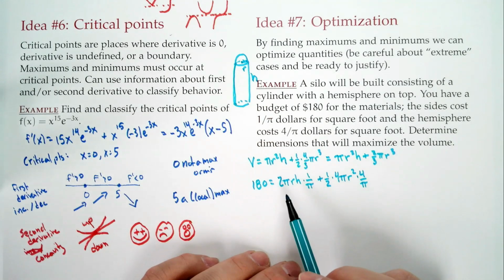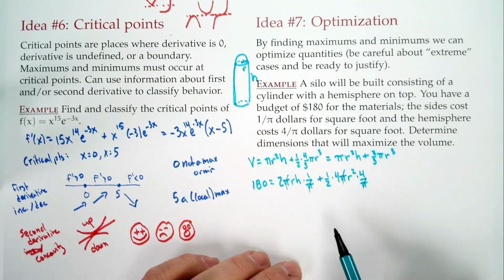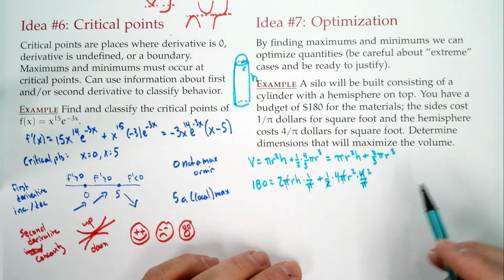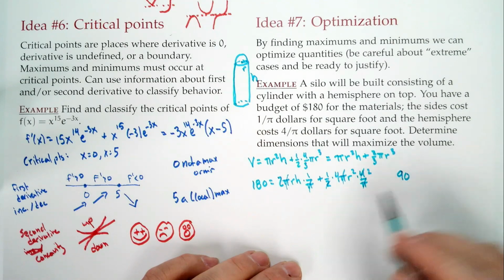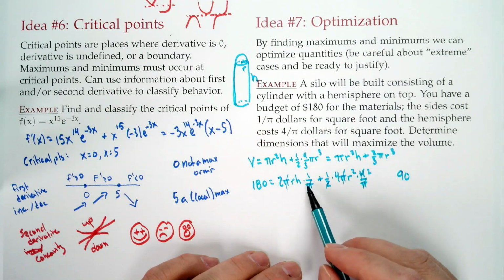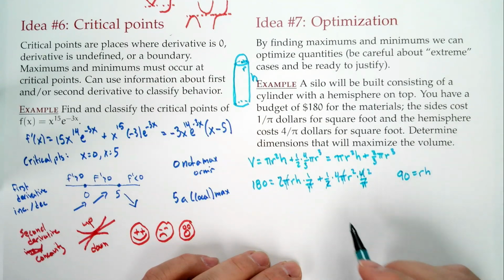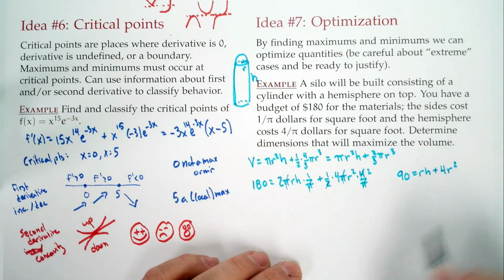So what do we end up with? Well, we can certainly cancel off a bunch of pi's. That's good for us. And what else can you do? Well, okay, 2 can go into 4, makes it 2. And then I can divide everything by 2. So we can conclude that 90, if I divide that by 2, and divide this term by 2, that 2 goes away, is equal to r times h plus 4r squared. All right.